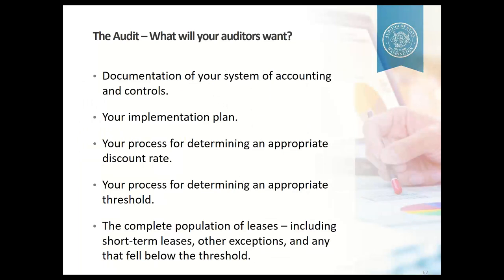Here's what I think you really want to know. What are your auditors going to be looking for when they come out to audit this stuff in early 2023? Unless, of course, your year end is 6/30, then they'll be there earlier. The most important thing is they want to see the documentation of your system of accounting and controls. The auditors don't want to have to slog through every last lease, recalculating everything. They want to know that you've got a good system. And that's really what is important.